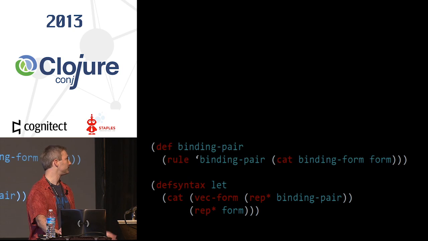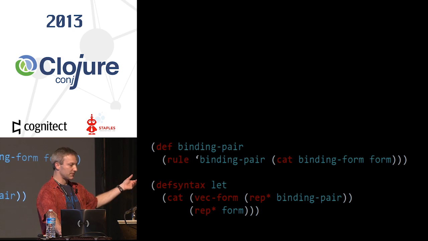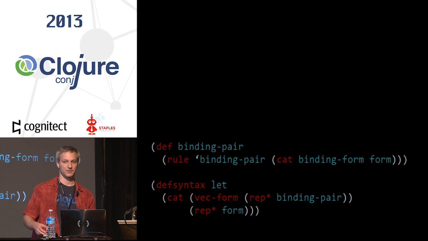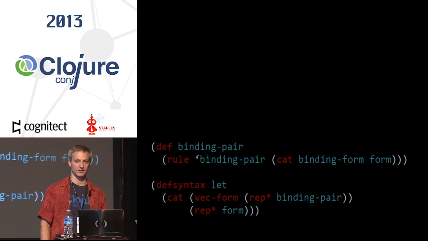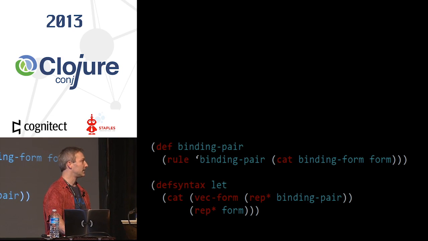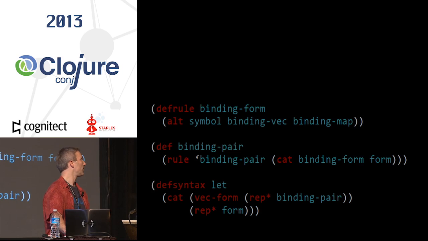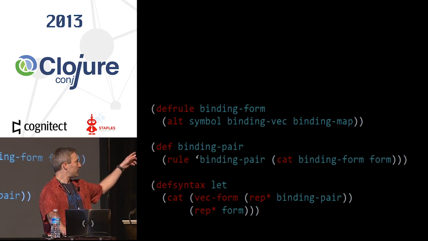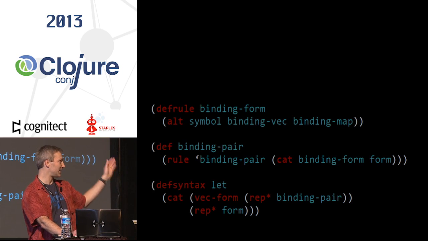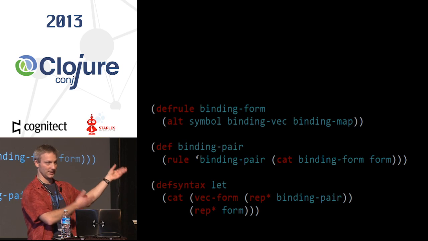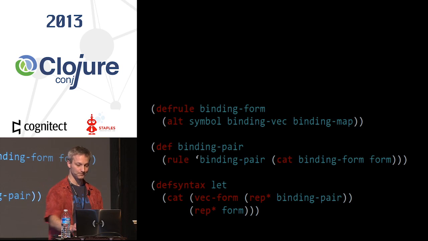So let's define that. Here we have a def, it's just a var, and it's bound to a rule called binding pair. There's nothing special about the rule, it's just labeling it so that when we print it out on the screen, it looks good. And it's defined simply as the concatenation of a binding form with a form. For convenience, I've made another macro called def rule that simply combines def binding pair with rule binding pair. In this case, it's def rule binding form.